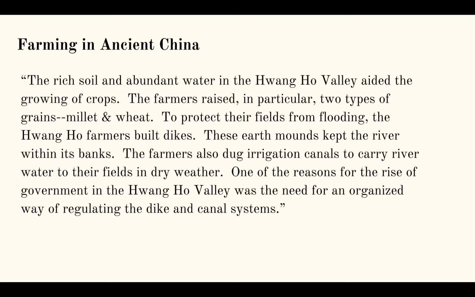These earth mounds kept the river within its banks. The farmers also dug irrigation canals to carry water to the fields in dry weather. One of the reasons for the rise of government in the Huanghe Valley was the need for an organized way of regulating the dike and canal systems.